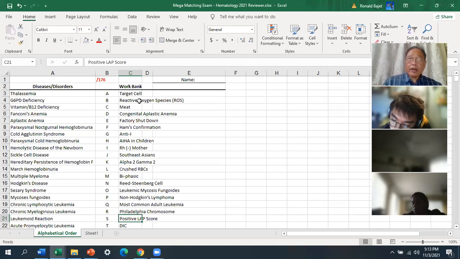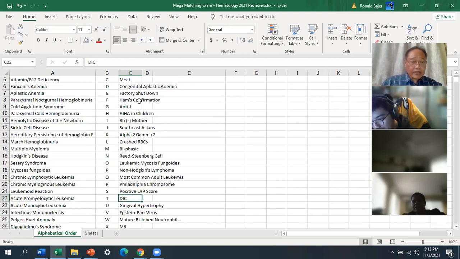Everything else, whatever I give to you, is going to be positive LAP. It's going to be positive LAP score. There are only two conditions. CML and PNH will have a decreased LAP score. So leukemoid reaction is positive. Acute promyelocytic leukemia, one of the things found in it, most likely due to the granules in promyelocytes, is DIC.